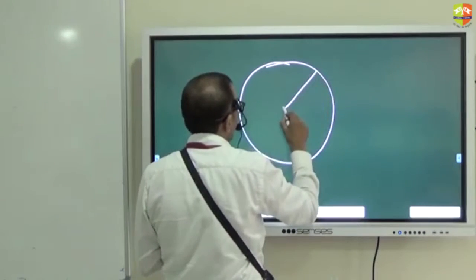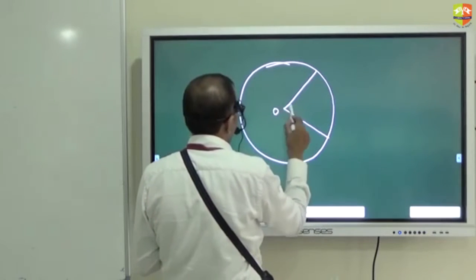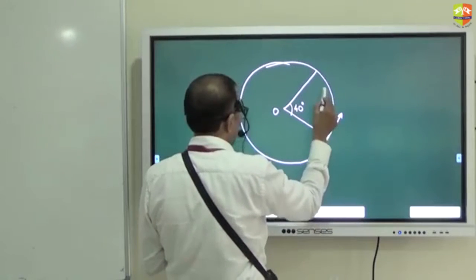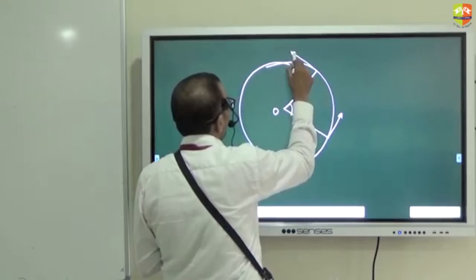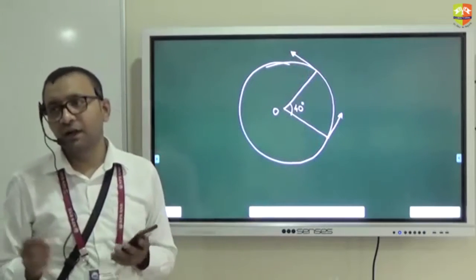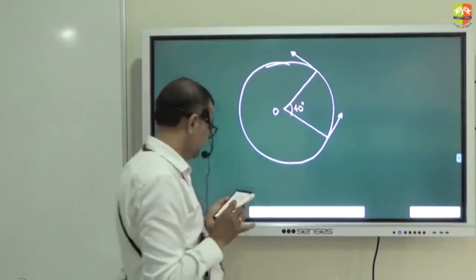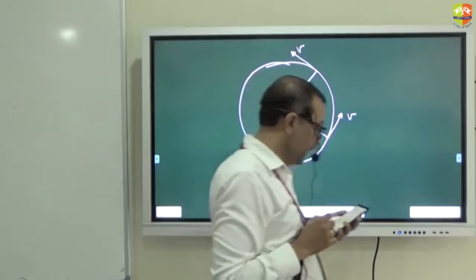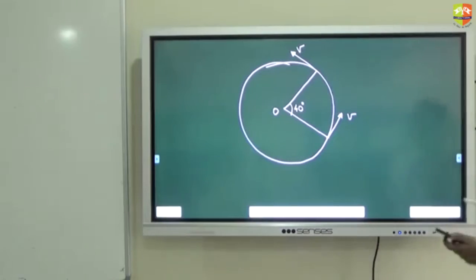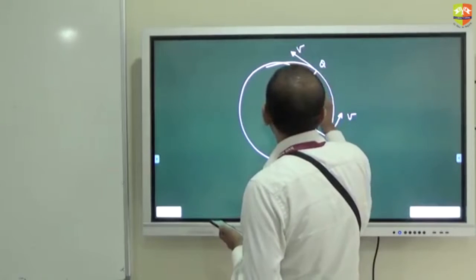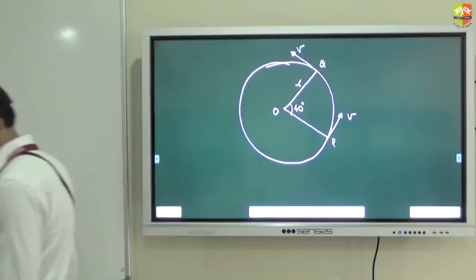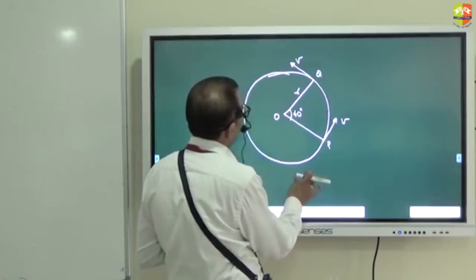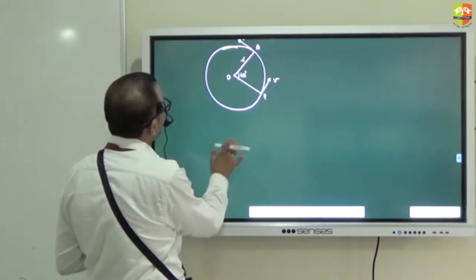Draw this circle. The object is moving in a circle, a uniform circular motion, with speed v. V is the speed. You need to find the change in velocity as the object is going from point P to point Q. The radius is R. Change in velocity, magnitude of change in velocity is what?